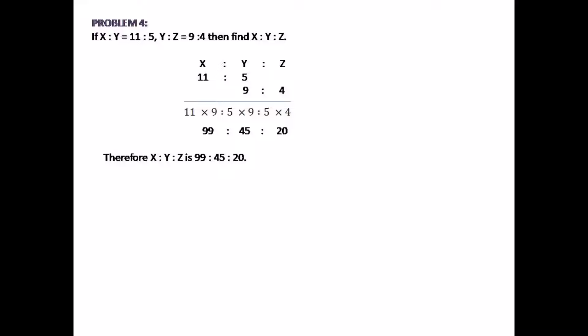If X is to Y equals 11 is to 5, Y is to Z equals 9 is to 4, then find X is to Y is to Z. X is to Y is to Z, 11 is to 5, 9 is to 4. In the previous problem the value of B in both the ratios was the same, but here the value of Y in both the ratios is not the same. So we multiply the ratios: 11 into 9 is to 5 into 9 is to 5 into 4, gives 99 is to 45 is to 20. Therefore X is to Y is to Z equals 99 is to 45 is to 20.